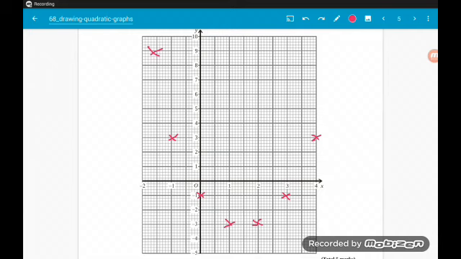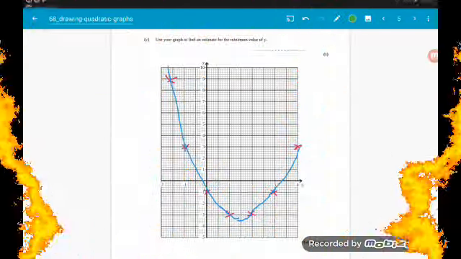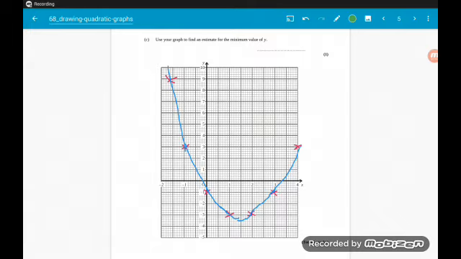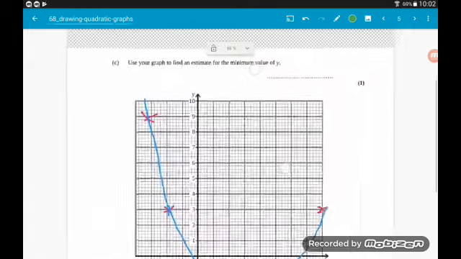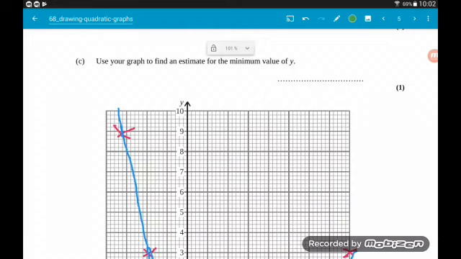Okay, so there are our points plotted, and join it up with a freehand line, and then we can do part C of this question. Okay, so that's what our graph looks like. So now we can do part C, which says use your graph to estimate the minimum value of y.